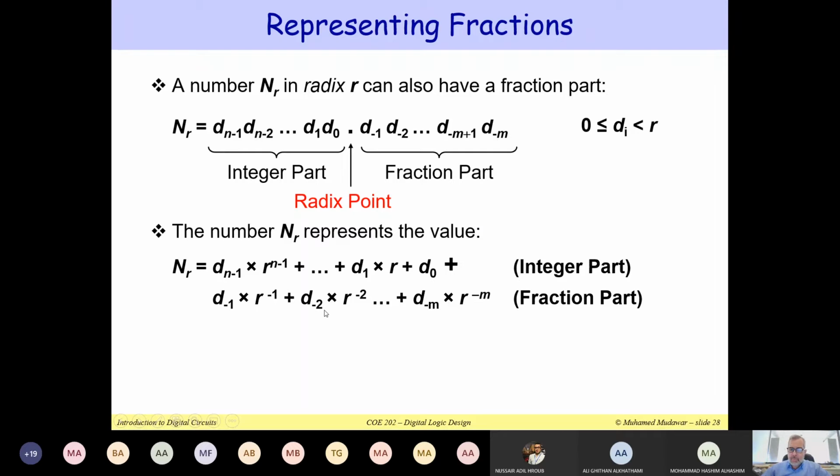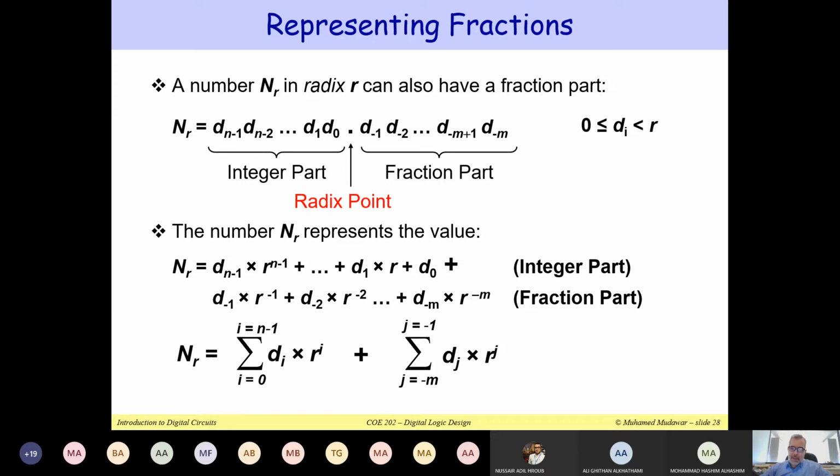d minus 2, the second digit in the fraction part, is multiplied by r raised to the power negative 2, so we are dividing by r squared, and so on. The last digit in the fraction, d minus m, is multiplied by r to the power negative m. For example, if this number was in decimal, then the radix r will be 10. The first digit in the fraction will be divided by 10, the second one will be divided by 100, and so on. If this were in binary, then r will be 2, so it will be 2 to the power negative 1, 2 to the power negative 2, and so on.